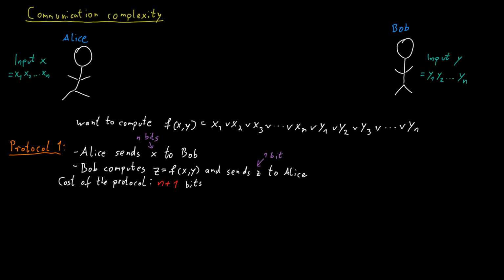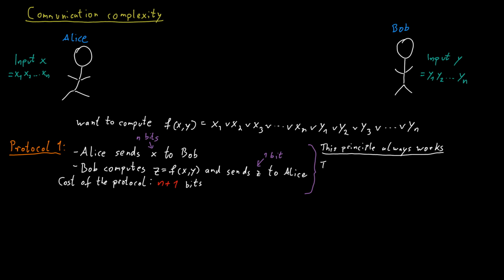Okay, so this was a very simple protocol. Alice sends everything she knows to Bob. Bob does the entire computation and then just returns the result to Alice. We could have done it the other way around, of course. Bob could have sent all his input to Alice. Alice could have done the computation and then sent the result back to Bob. And this is a general idea that works for any function, really. So whatever function you have, we could simply say one party sends all their bits to the other party. That party then does all the computation and sends the result back.